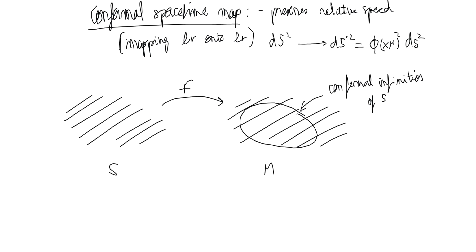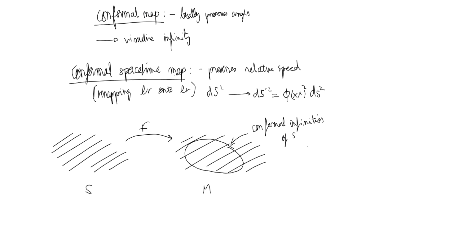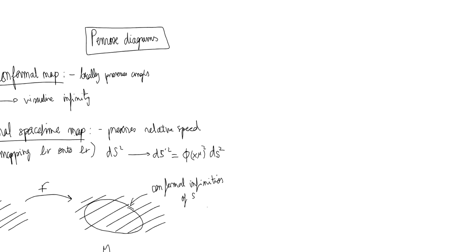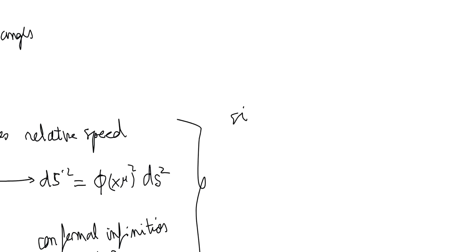So in general, Penrose diagrams are the result of a conformal spacetime map, where it's easy to read off the causal structure of spacetime, and where infinities are mapped to finite regions. And we can see that with the simplest possible example.